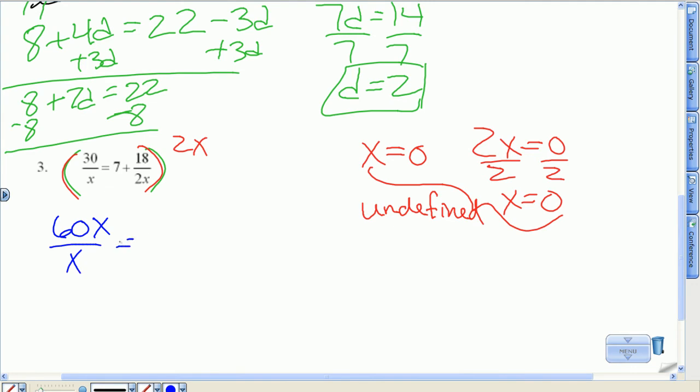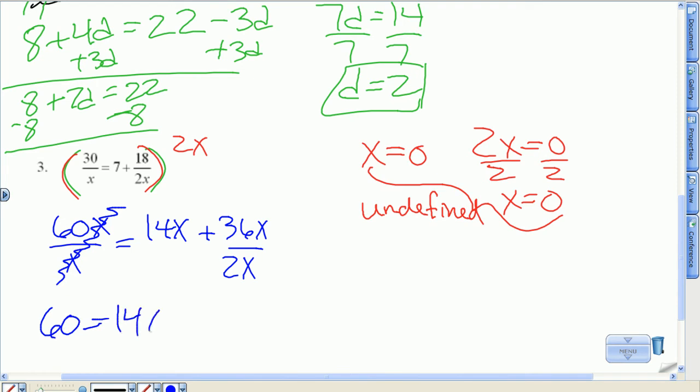2x times 7 is 14x. And 2x times 18 is 36x. And that's what I get. Okay. Here the x's cancel. So I squiggle them out so you can see them being canceled.